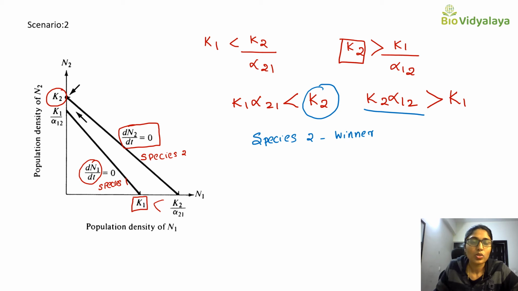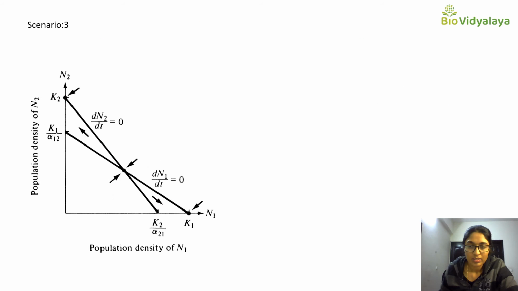Okay. So, this is the graph of competitive exclusion. Here species 2 is the winner. Okay. Third case, that means scenario 3.